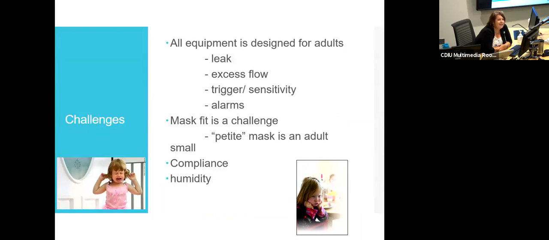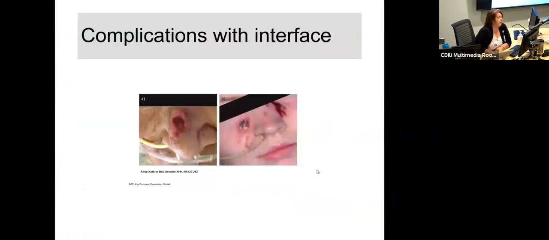There's no way to have a child... you can't glue the masks and the interface to their face. So you have to be able to convince them that this is good and that this is something that they want to do. It sounds very simple. Even with sedation, we can't always make it work well. Some of the complications, well, because the masks don't fit that well.